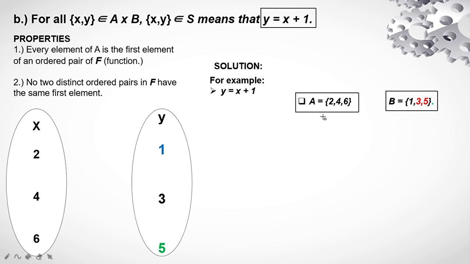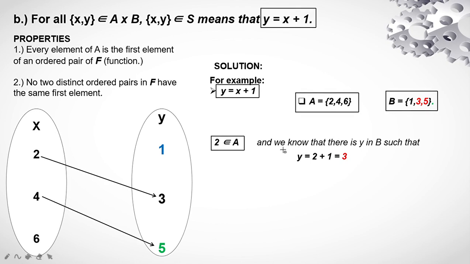Andito yung A natin. Lahat ng element ni A, andito. Lahat ng element ni B, andito. So, ito yung gagamitin natin sa pagkuha ng function natin. Kasi, x, y is an element of S, means that y is equals to x plus 1. Let's see. As you can see, 2 is an element of A kasi nga makikita natin si 2 dito kay A. Okay? And we know that there is y in B such that y is equals to 2 plus 1 is equals to 3.